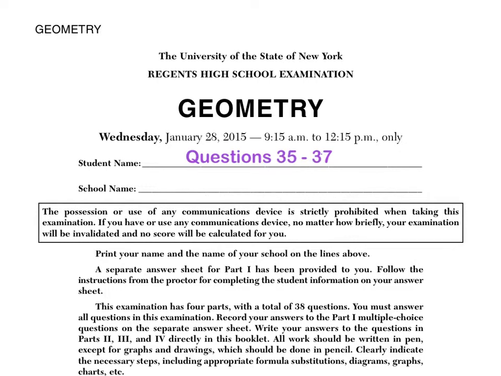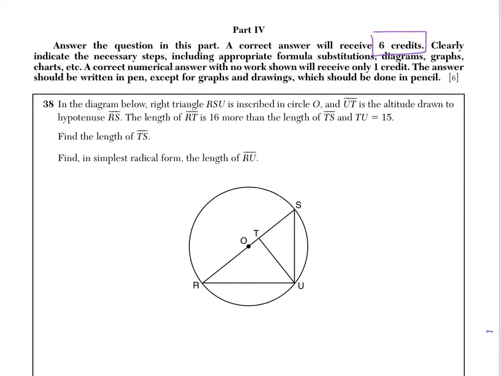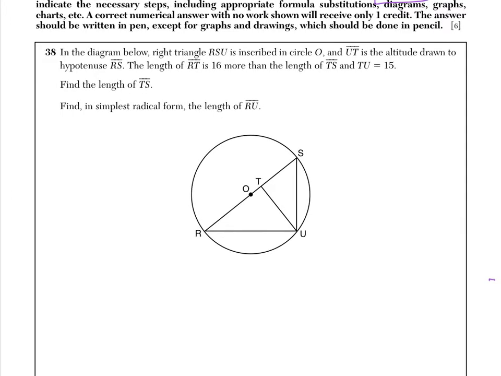This video will cover the Geometry Regents exam from January 2015, questions 35 through 37. Number 38 is the one and only 6-point question on this old exam. The new Common Core exams actually have 2 6-point questions, but on the old standards exam, we just have 1.